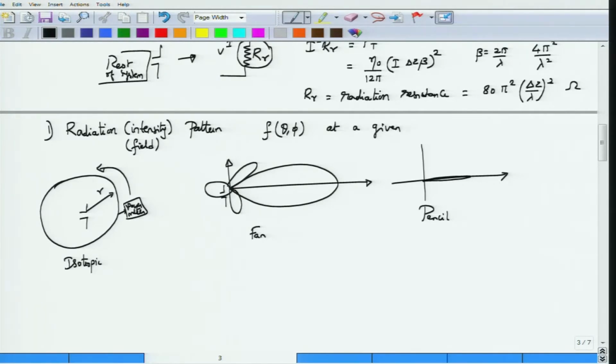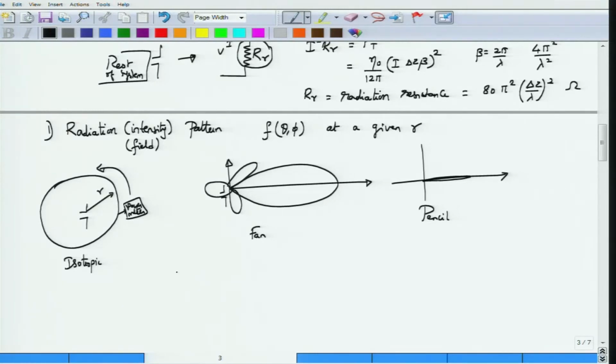So, you fix R, the radial distance from the antenna, and then you move around with a power meter or a field meter, or a voltmeter to be precise, and you look at the readings of these power meters or voltmeters. We assume that the voltmeters will read the electric field, and map that out, and you will get the radiation pattern.